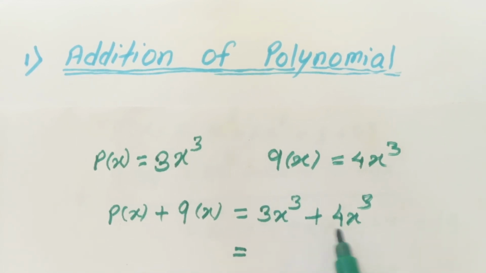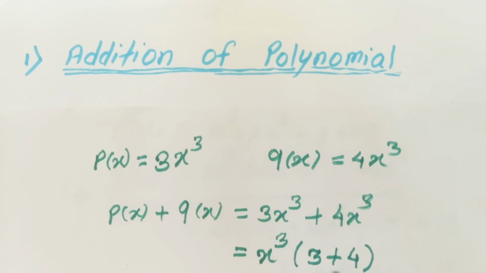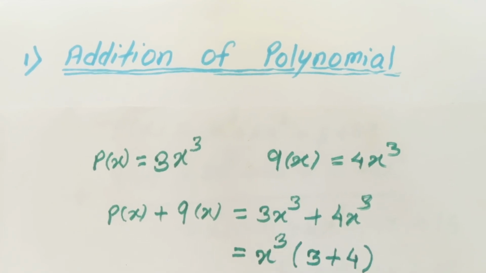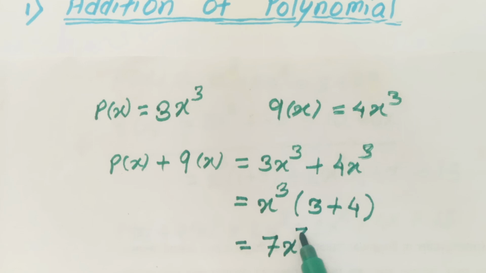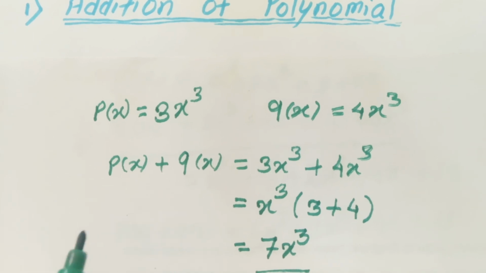If it is possible, then you take the similar term common, otherwise it is your final answer. Here the first term contains x cube and similarly the second term contains x cube. It means you can take x cube common. So here x cube is common and the first term remaining is 3, second term remaining is 4. So this bracket term completely contains constants. So you can add this 3 plus 4, it is 7. So p of x plus q of x is 7x cube. In this way you can add any polynomial.